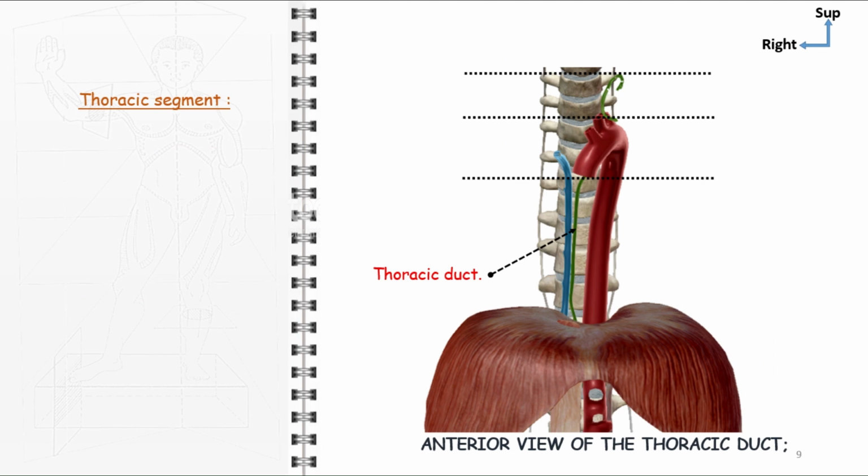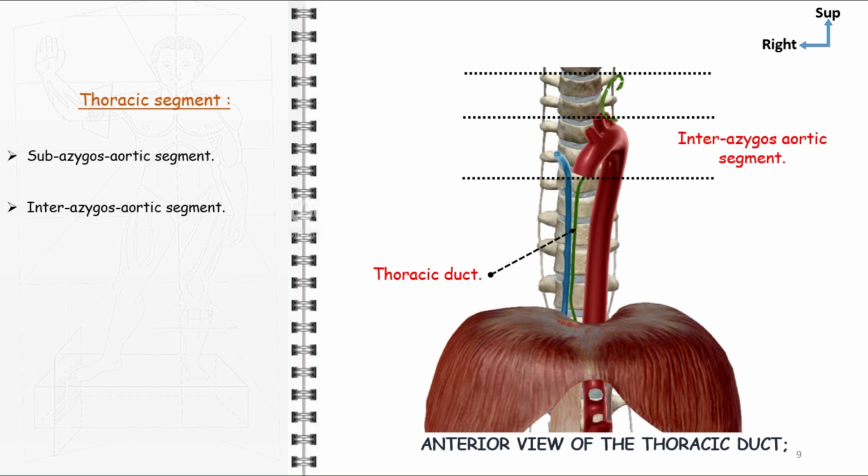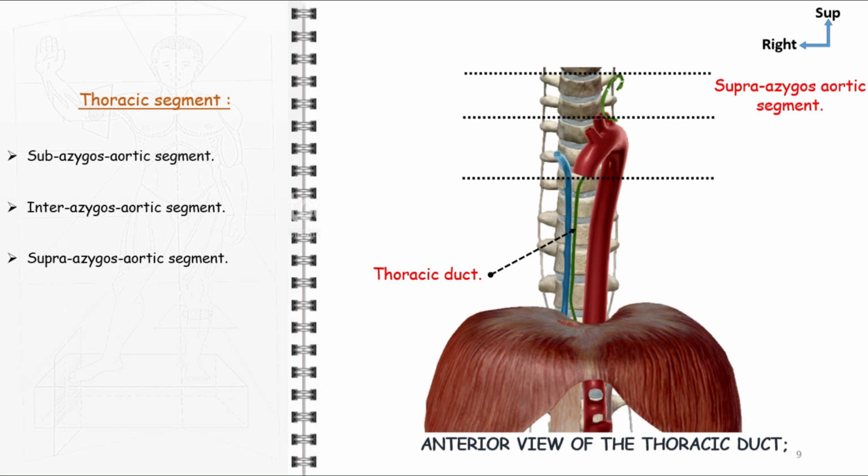This longest segment of the thoracic duct is the thoracic segment, and it's entirely within the posterior mediastinum and can be subdivided into three portions. The subazygous aortic segment, below the azygous vein and aorta. The interazygous aortic segment, between the azygous vein and aorta. And the supraazygous aortic segment, above the azygous vein and aorta.